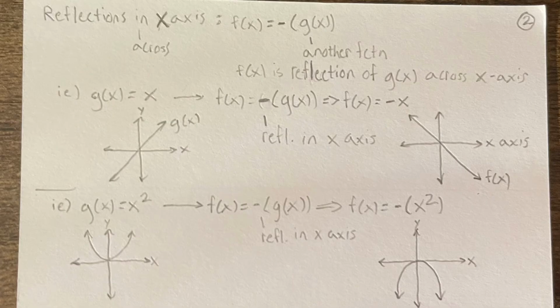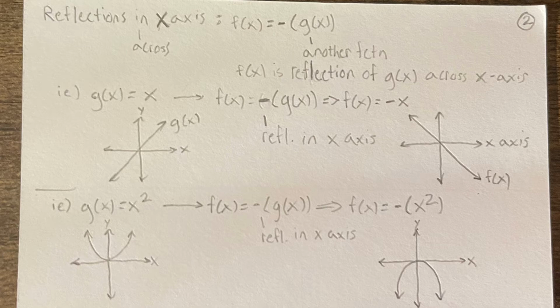F of x equals the opposite of g of x, where f of x and g of x are two different functions. Since f of x is the opposite of g of x, they have the same graph but reflected across the x-axis. For example, g of x equals x, f of x equals the opposite of x, which is the opposite of the other function g of x, so they are reflections of each other across the x-axis.